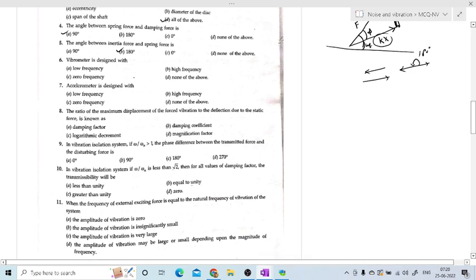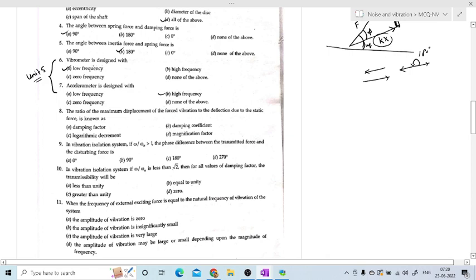Okay, now the next two questions, that is 6 and 7, they are from unit 5, but unit 5 is based on unit 2. So in this book they have included question number 6 and 7 here, that is the unit 5 questions. Vibrometer is designed with low frequency and accelerometer is designed with high frequency. Now I am going to give the difference.